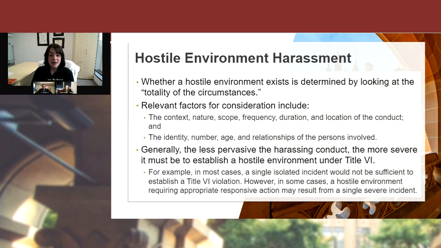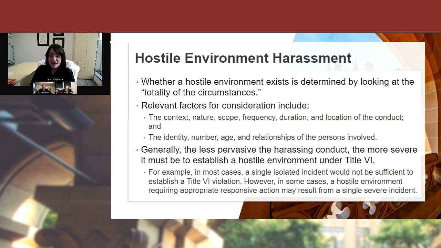So we're looking at the context, nature, scope, frequency, duration, location. Those can all have an impact on how a person perceives a particular behavior or action. It can have an impact on the pervasiveness, the severity, etc. Again, same things, identity, number, age, relationship of the persons involved can definitely have an impact on those as well. Generally, we mentioned that it has to be severe or pervasive. So generally, the less pervasive the conduct, the more severe it must be to establish a hostile environment.